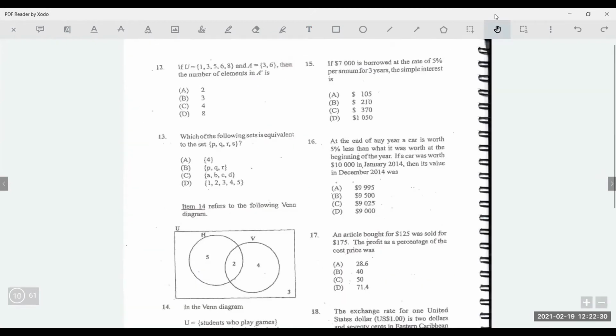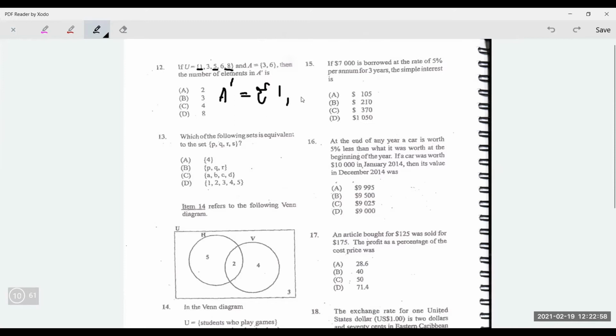Question 12 says, if U is the set 1, 3, 5, 6, 8, and A is 3, 6, then the number of elements in A prime is, A prime would be everything outside of A. Everything outside of A would be, let's see, 1, 5, and 8. So A prime would be the set 1, 5, and 8. And so the number of elements in A prime would be 1, 2, 3. Option B.